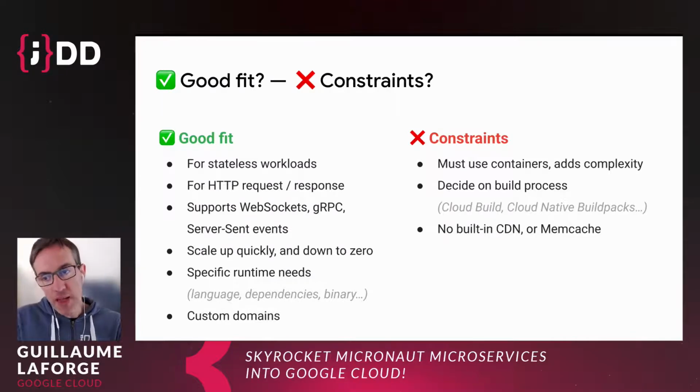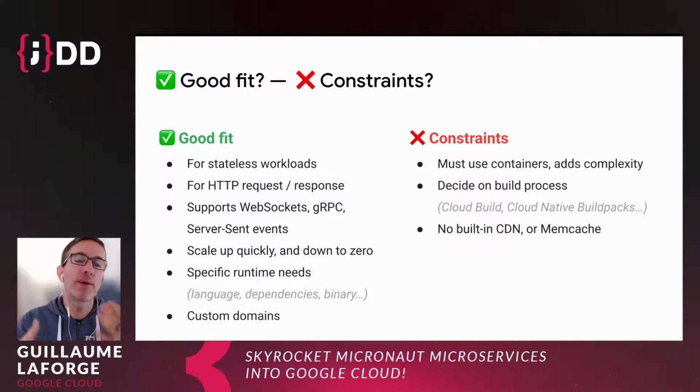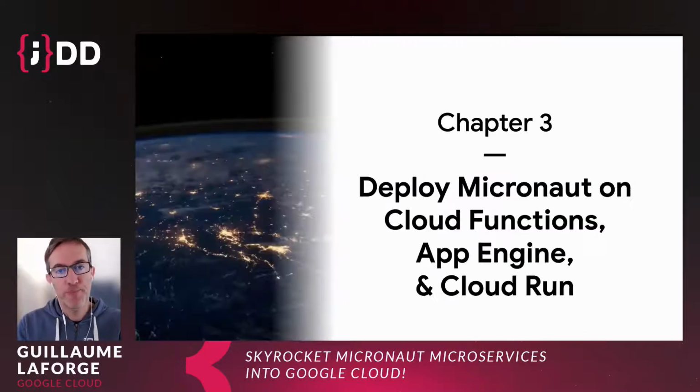Unlike App Engine, there's no built-in CDN, or it's a little bit more complicated to set up, but you can use Cloud CDN and such if you really want to. But App Engine came with certain built-in batteries like Memcache, etc., which is not available in Cloud Run. Otherwise, that would be tied to the platform itself and less portable potentially.